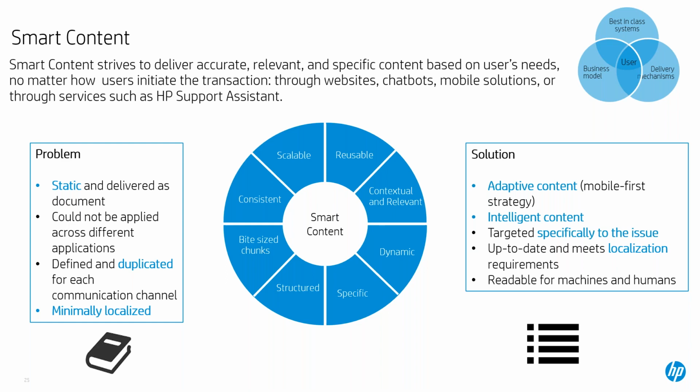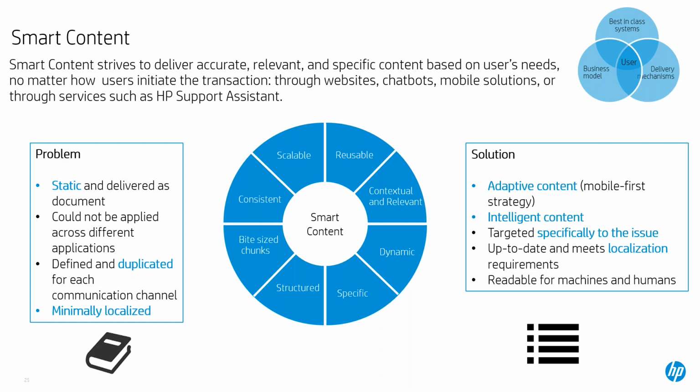So what was the problem that we're trying to solve with smart content? Earlier, we delivered static monolithic documents, humongous documents. They could not be applied across many applications. They had to be duplicated and tagged for different channels. Localization was minimal. Imagine tagging a 300-page document with lots of metadata and delivering it to different channels.